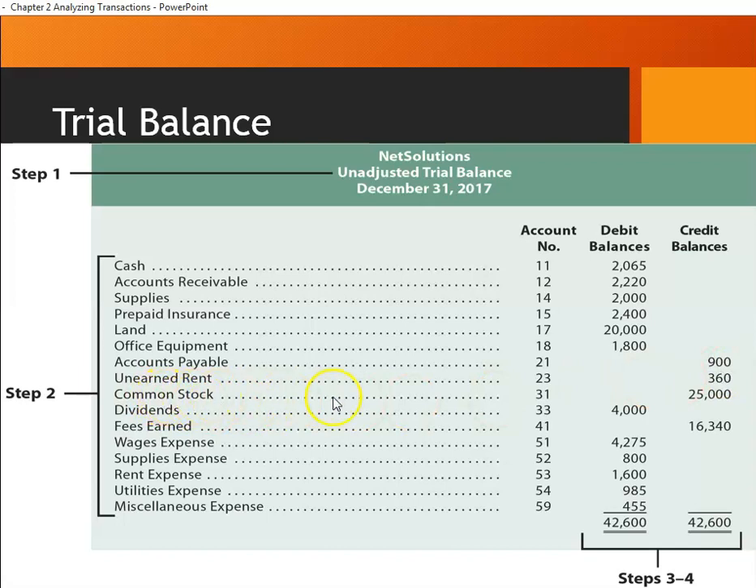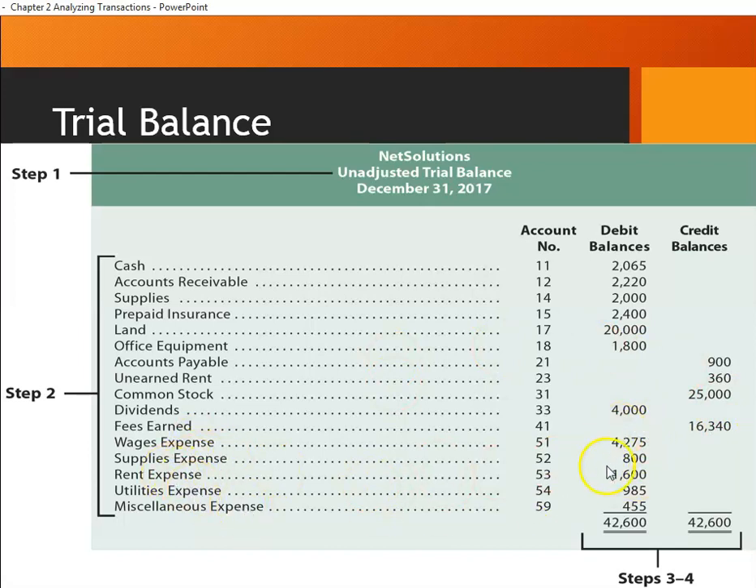Common stock is the same $25,000. The fact that he has taken out dividends does not change the common stock account whatsoever. We set common stock up with a credit when we got the cash. It is still going to be a credit. Dividends now total $4,000, which is a debit amount. Revenues, all of those transactions from the $7,500 all the way through the $1,120 transaction that we had, total $16,340 credit amounts.